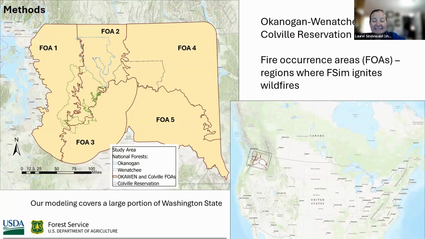We delineated fire occurrence areas, regions where FSim will ignite fires, based on pyromes delineated by Karin Short et al. at the Fire Sciences Lab, and level 3 ecoregion boundaries. Each of these FOAs has different fire regimes and, importantly, weather. FSim is limited to a single weather stream for a given FOA, so it's important to constrain model runs to relatively smaller areas.